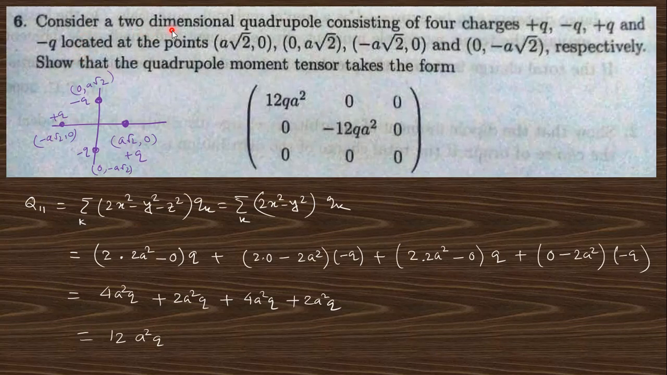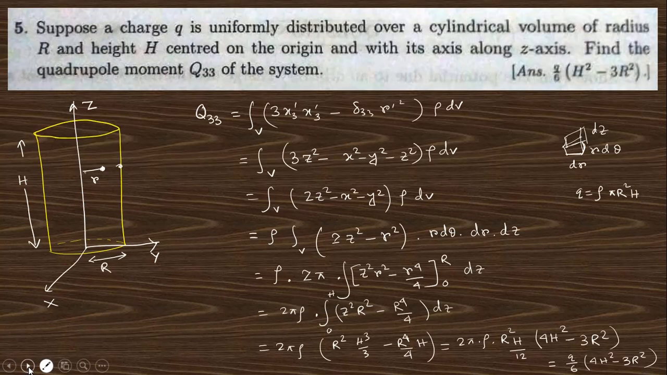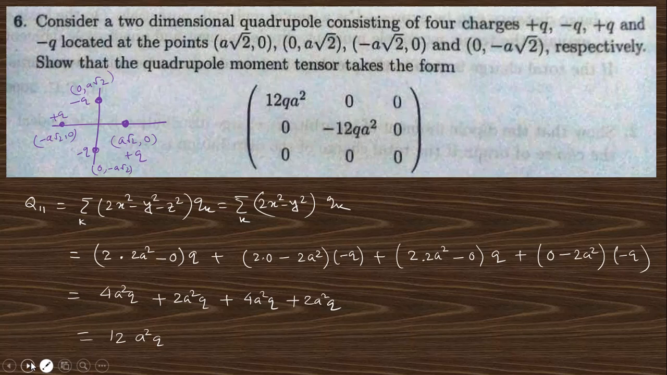This says consider a two-dimensional quadrupole consisting of 4 charges, plus q, minus q, plus q, minus q at these 4 locations, so that the quadrupole moment tensor will be like that. Similar to the previous question, you just put in these values. In the case of Q11, this is 2x² minus y² minus z². Putting z equal to 0 in this plane, you will get this answer, and putting in the values of the 4 charges.